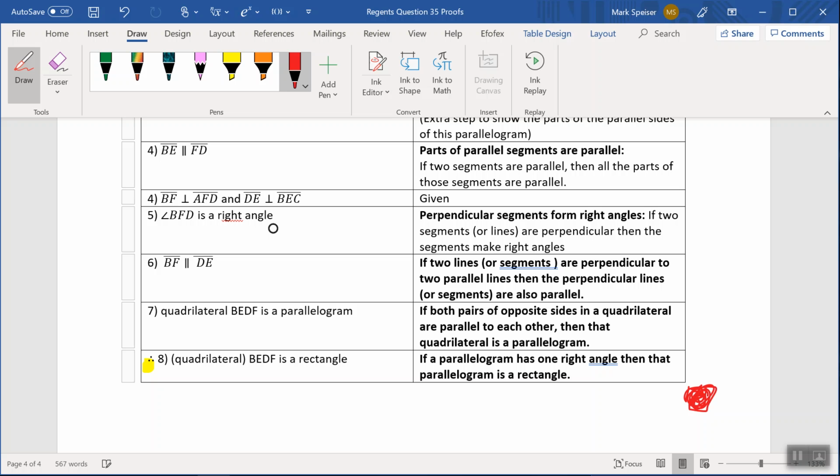The symbol, just to remind you, means therefore. And this symbol means QED. It's a way of finishing a proof. It's a fancy Latin term. That's it for this proof.